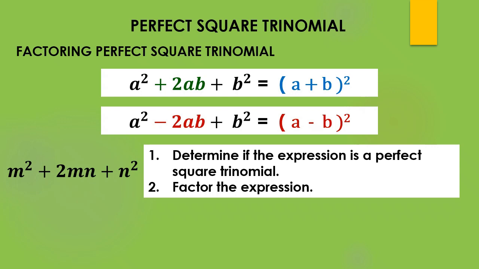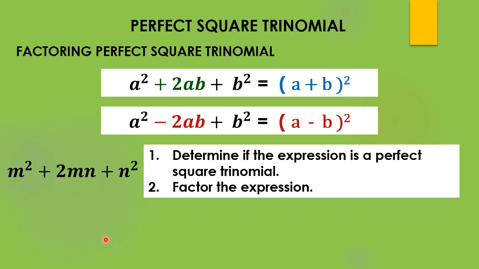term and the last term are both perfect square terms because each is raised to an exponent of 2. And the middle term is twice the product of the roots of m squared and n squared. What are the roots of m squared and n squared? m and n. So twice the product of m and n is 2mn. So this is a perfect square trinomial.